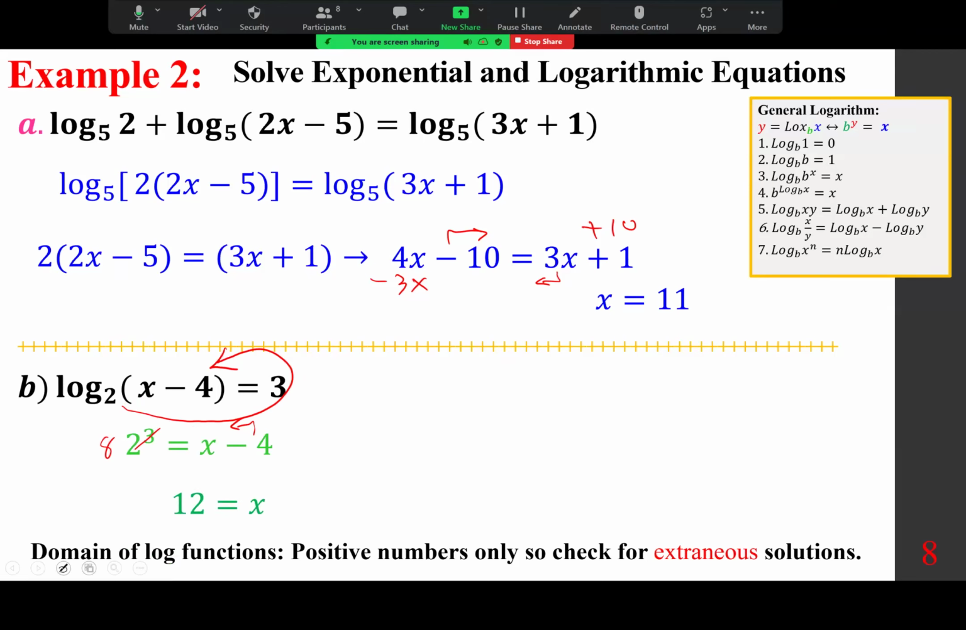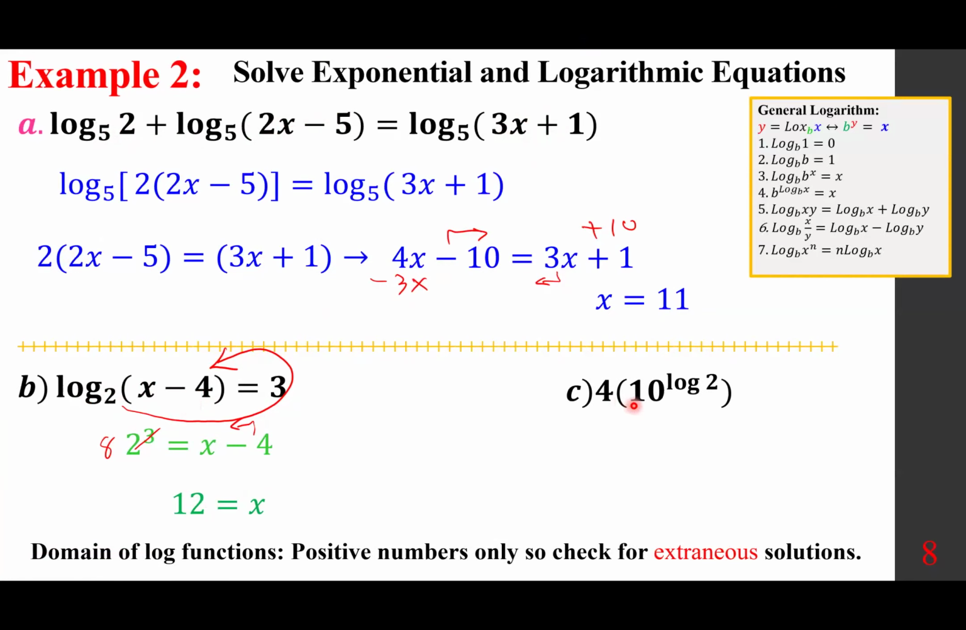Now, before we move on, I want to make sure you understand. Whenever you get your answer, you really have to check the arguments. For example, if you plug in 12 here, 12 minus 4 is positive, it's fine. The argument must be a positive value.